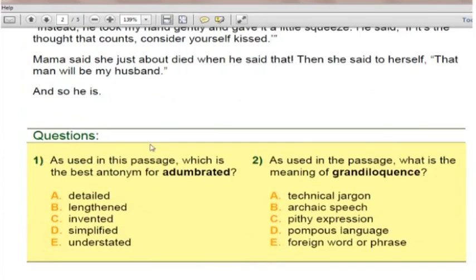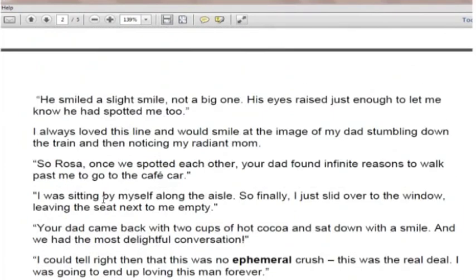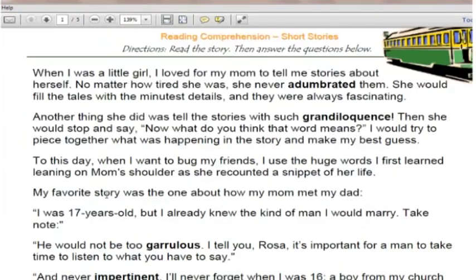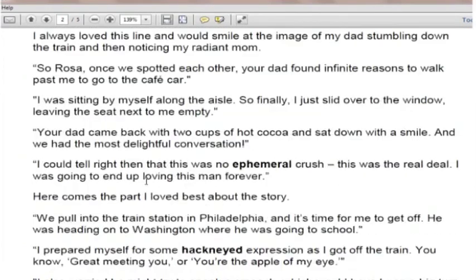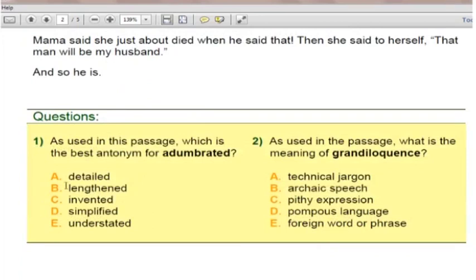Number one is, as used in the passage, what is the best antonym for adumbrated? Delighted, lengthened, invented, simplified, and understand. Now let's get back to the passage and see where the word was written. She never adumbrated them. That was about the stories. Now, she never invented them, she never simplified them, she never understood them, she never detailed them, or she never lengthened them. Which one is the best answer? Option C, that is invented them, because nothing was invented, everything was so natural and so true.